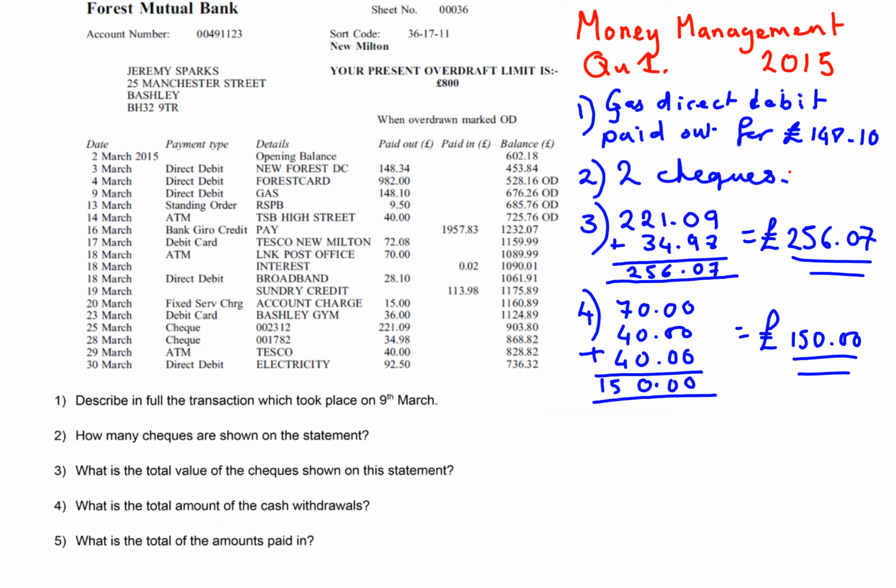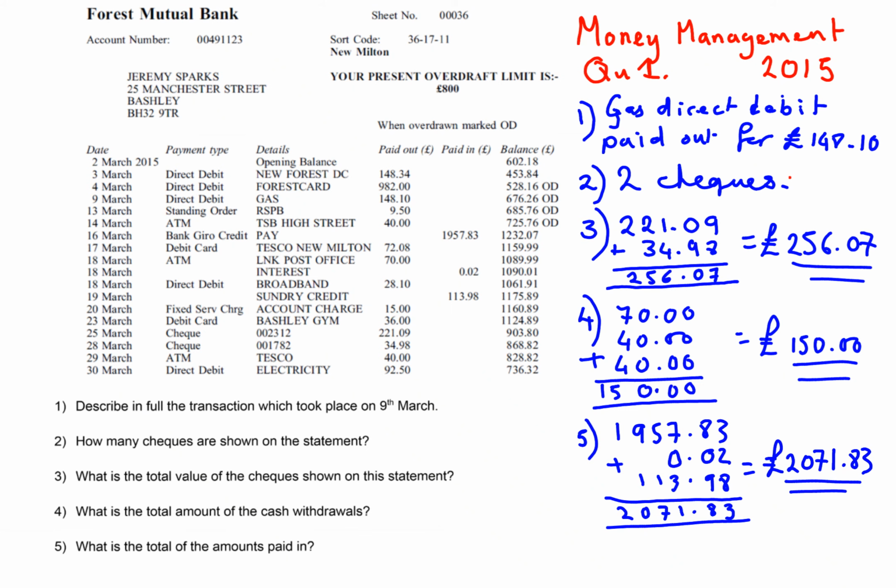Okay, so welcome back. So there's the answer. All I've done, I've looked at the ATMs and I've added the values up. All these values, I've just added them up, and the total cash withdrawals is £150. Now the last one, it says, what is the total of the amounts paid in? So we have to look through our paid in column, which is here, and he wants to know the total. So do this and then release the pause.